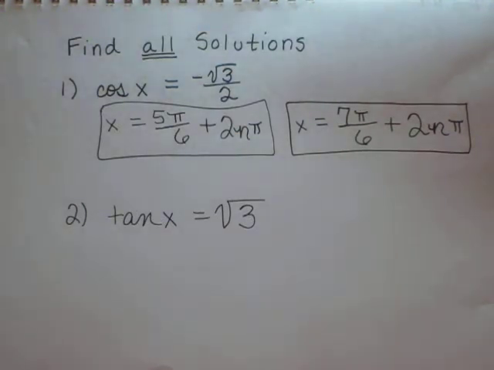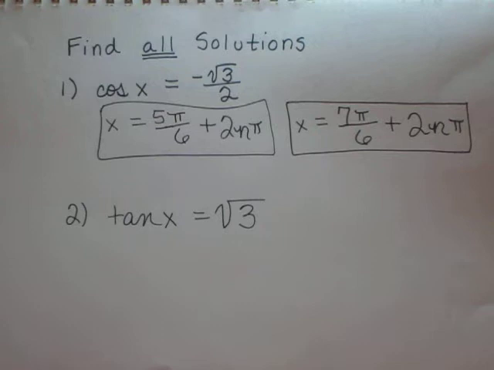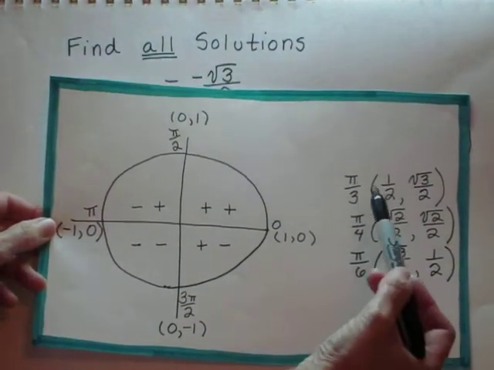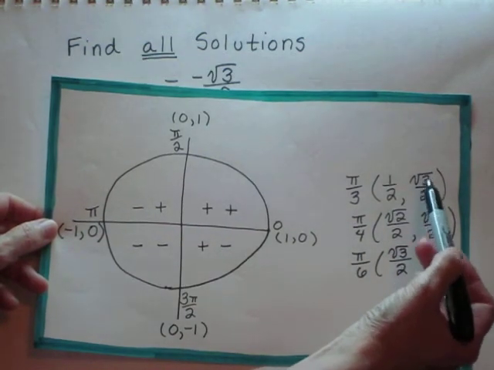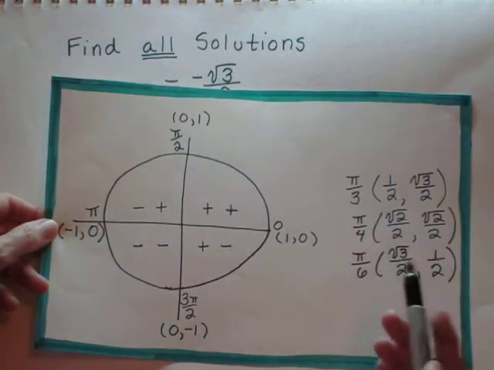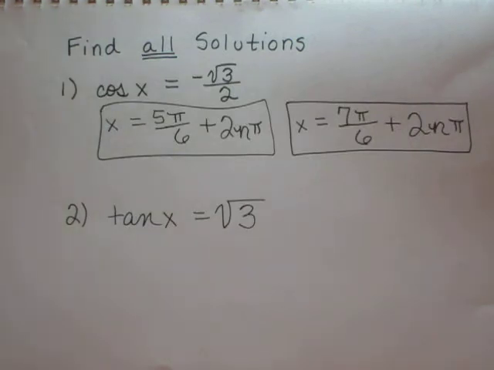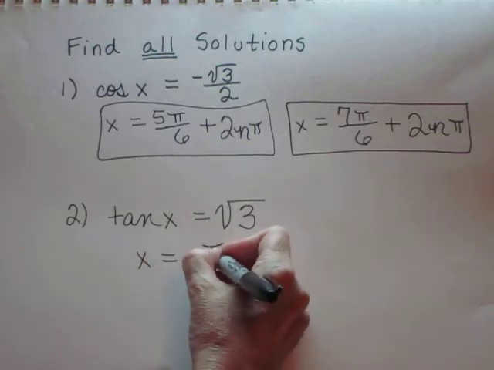Now our next problem is dealing with tangent of x equaling the square root of 3. Again, we're going to find all of the solutions here. So first off, let's just think, where is the tangent the square root of 3? Well, at pi over 3, remember the tangent is just your y over x, which is root 3 over 2 over 1/2, which is going to give us the square root of 3. So our reference angle is pi over 3. So I'll write down x equals pi over 3.